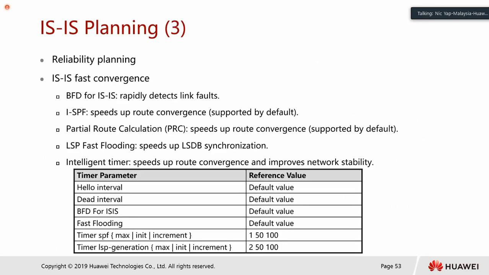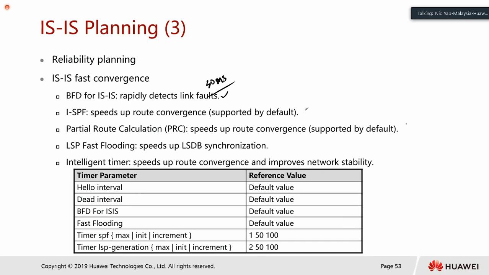And the next one is based on reliability planning. Under reliability planning, we need to look into convergence, how they provide fast convergence. So BFD for ISIS rapidly detects link faults. How fast can they detect a link fault by using BFD? BFD can be as fast as 30 milliseconds. And ISPF speeds up route convergence, and partial route calculation, PRC.